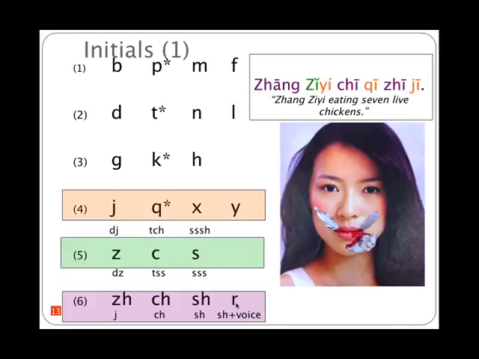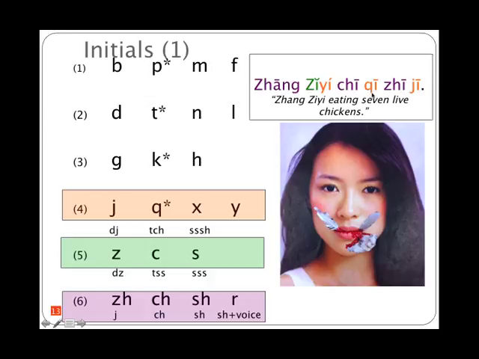Now for a tongue twister. This tongue twister has examples from all three groups. It means Zhang Ziyi eating 7 live chickens. Zhang Ziyi is a movie star from Hero, from many, many Chinese movies. Zhang Ziyi chi qi zhi ji. Let's isolate these 4 syllables.